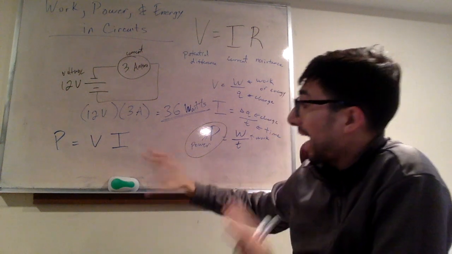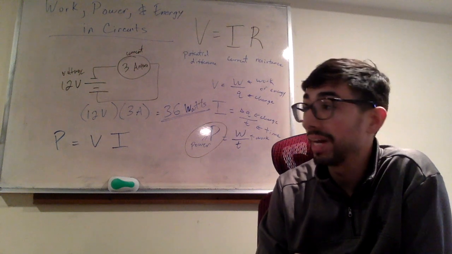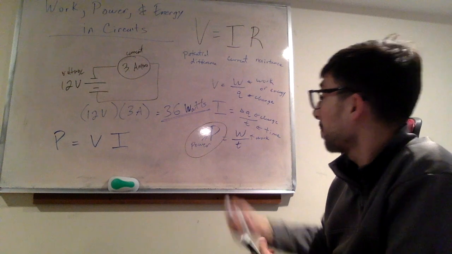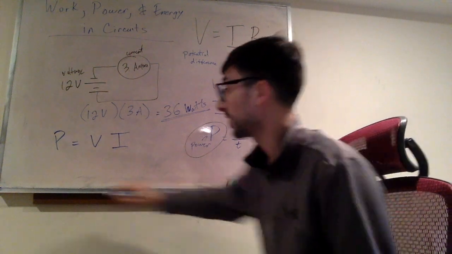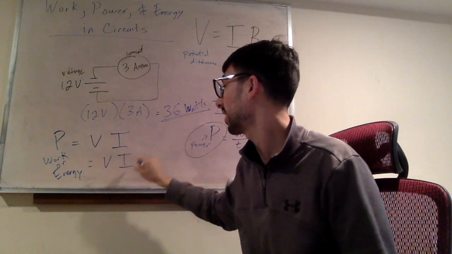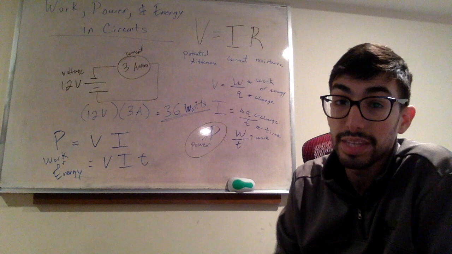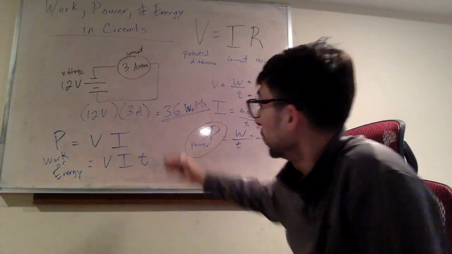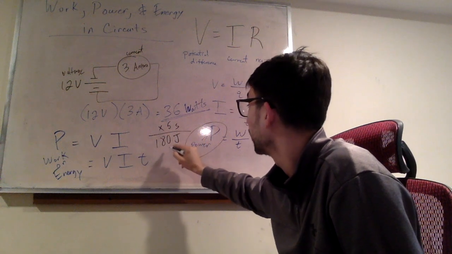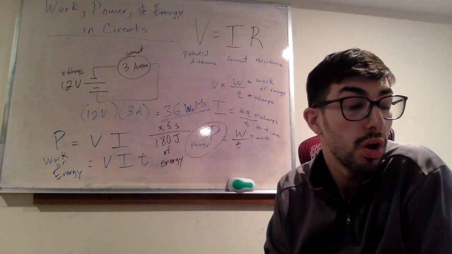Now, if you take power, you can multiply it by something else, and it will give you work or energy. What you multiply by is time, because power is work over time, so power times time is work. So if we want to find the work or the energy in a system like this, it's going to be V times I times time. Potential difference times current times time. So let's say we took the same circuit and we operated for 5 seconds. Well, how much energy would it use? You'd simply multiply this by 5 seconds, and you would get 180 joules of work or of energy. We want to remember energy and work are the same thing here.